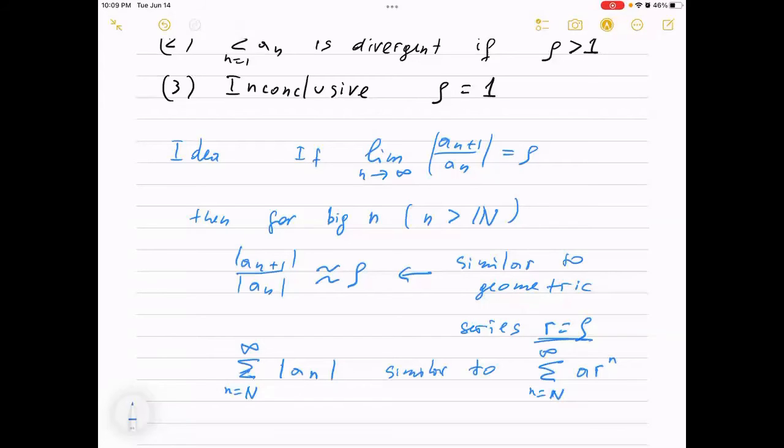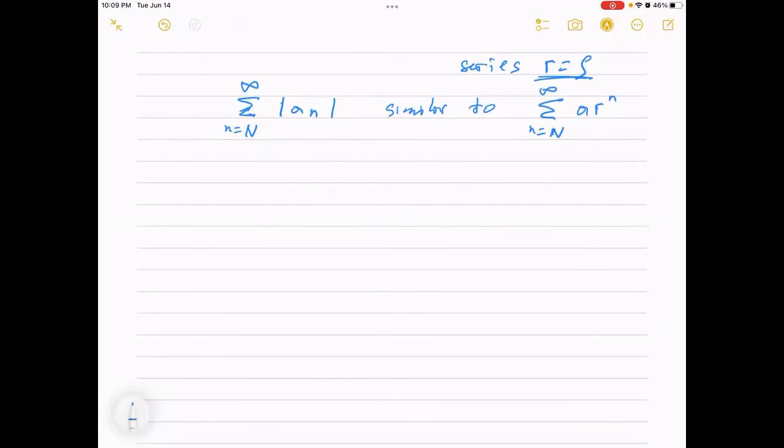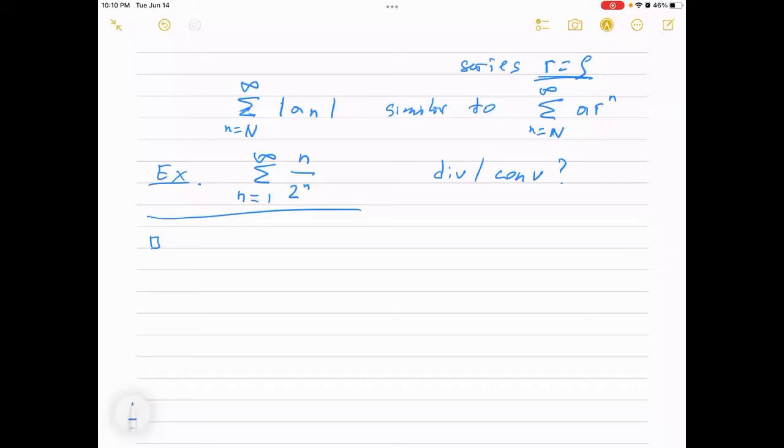So let me try to do an example or two related to our ratio test. First example, the series n divided by 2 to the n, from 1 to infinity, and we have our regular question. We want to determine whether the series is convergent or divergent. We certainly could have done this problem by doing the comparison test. Let's try working on it using the ratio test.